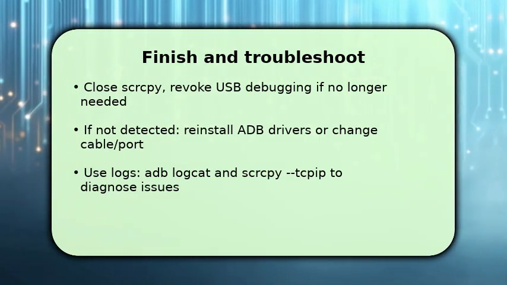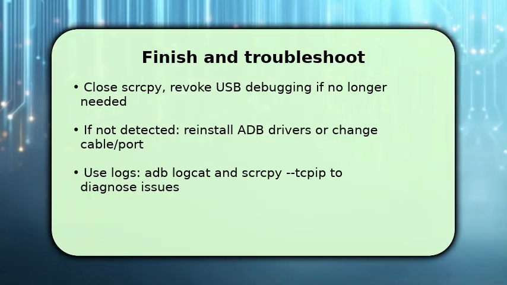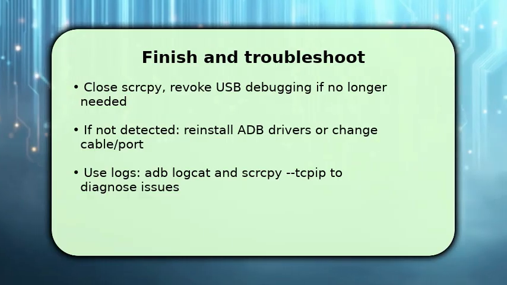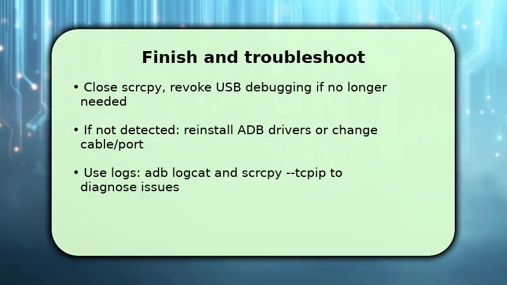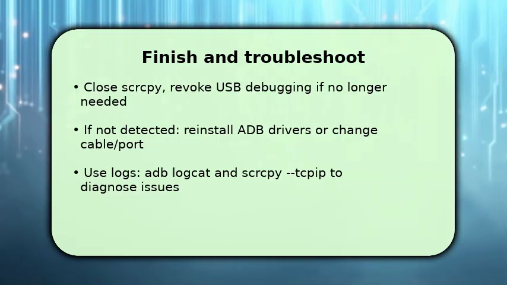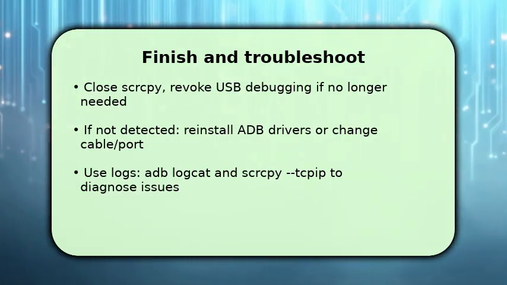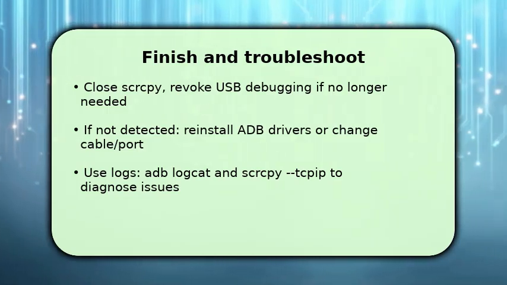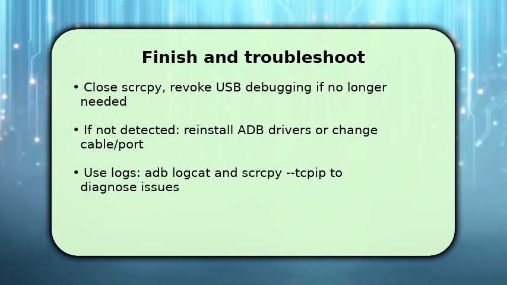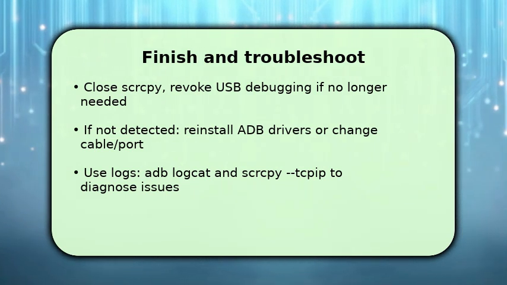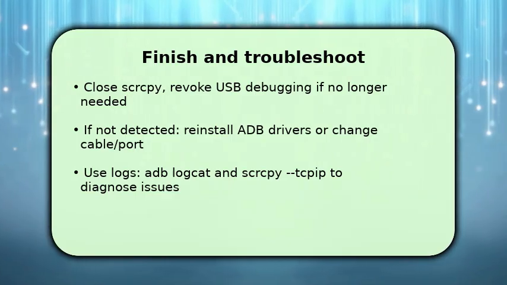If SCRCPY fails to detect the device, try a different USB cable or port, reinstall platform drivers on Windows, and run adb kill-server then adb start-server to reset connections. If you still see issues, capture logs with adb logcat while launching SCRCPY and check the terminal output for errors. These details usually reveal permission or driver problems. Fixing those restores the only reliable mirroring method described here.